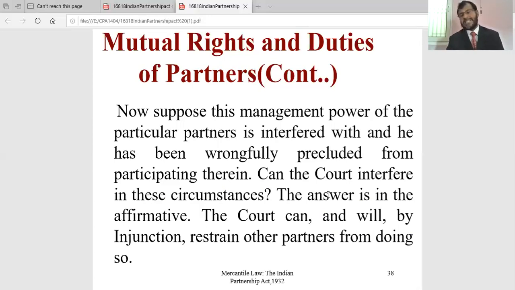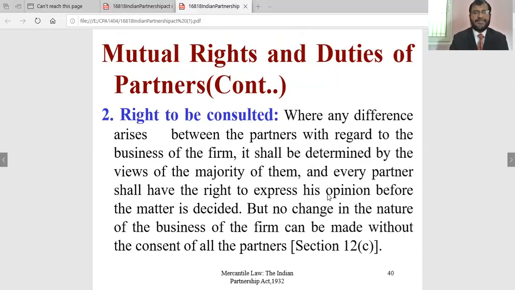Suppose I am a partner in a firm called DK firm. I am not allowed to participate. They are not allowing me to participate in the day-to-day business. What are the remedies available? First remedy is I can seek an injunction. I can restrain the other partner from doing so. These are the remedies available.